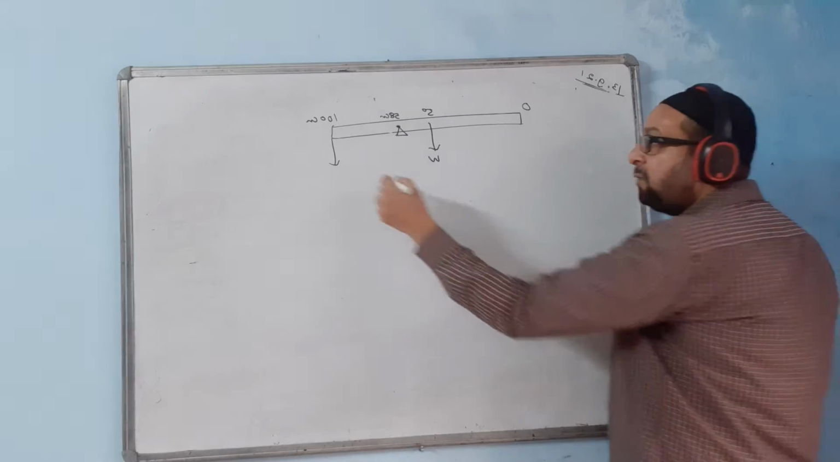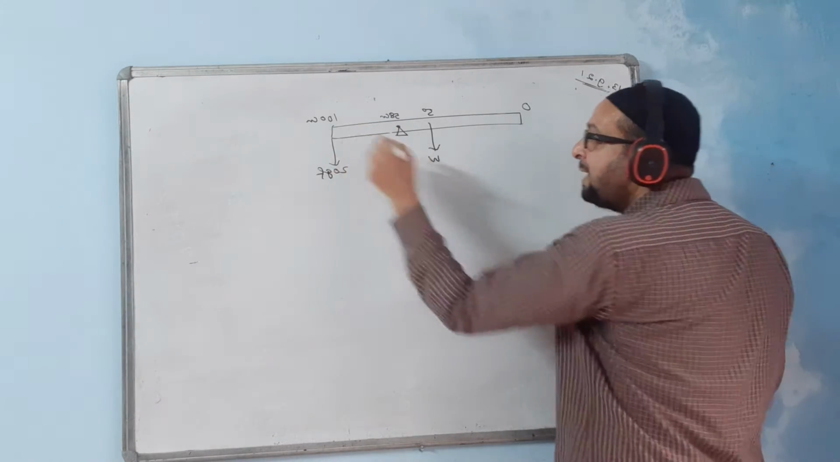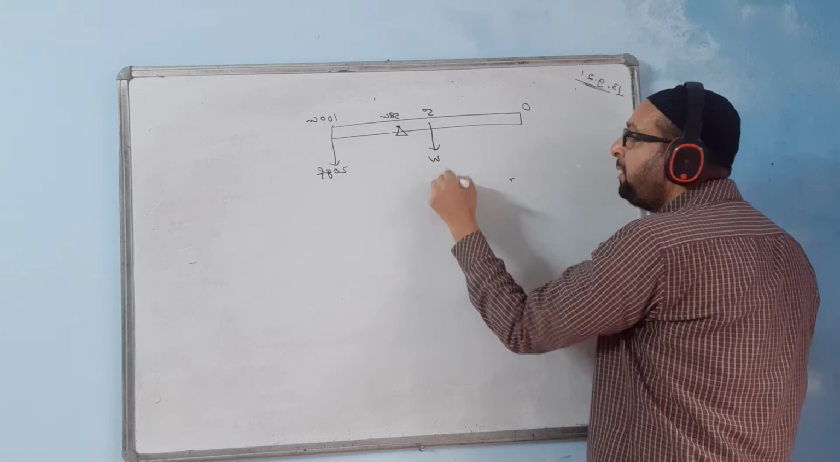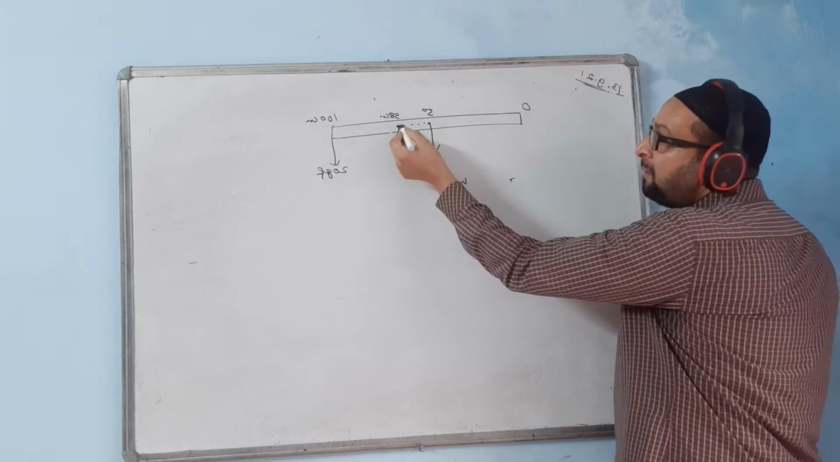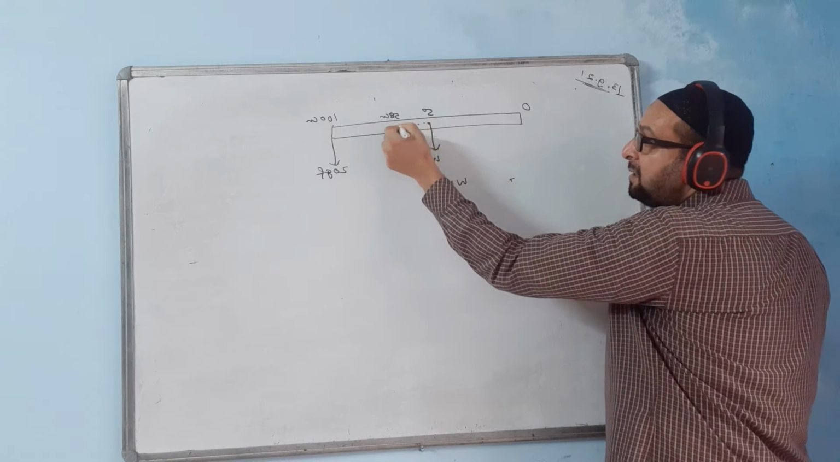So write here 20 gf. Just draw the diagram and find the answer. Write here W into this distance. How much is the distance coming? W into, from the pivoted point we take the distance. This distance is how much?